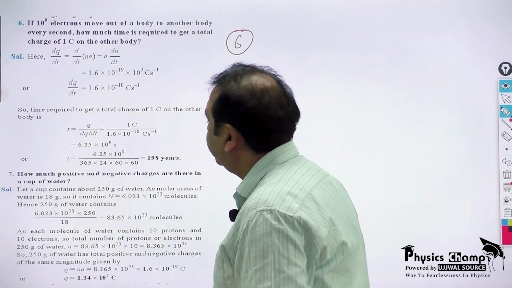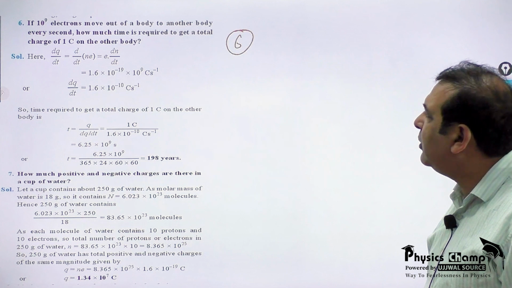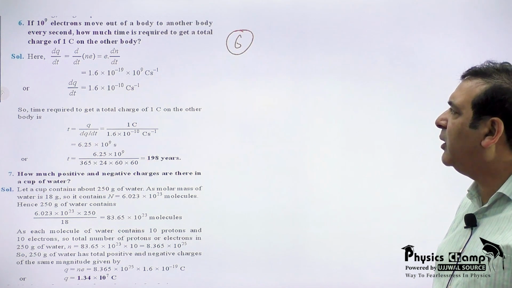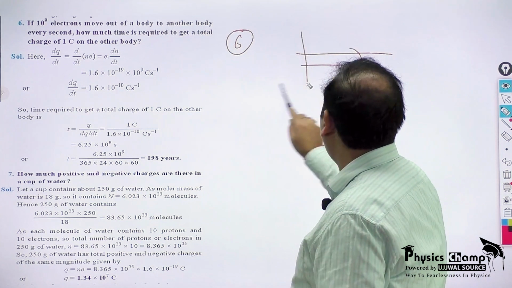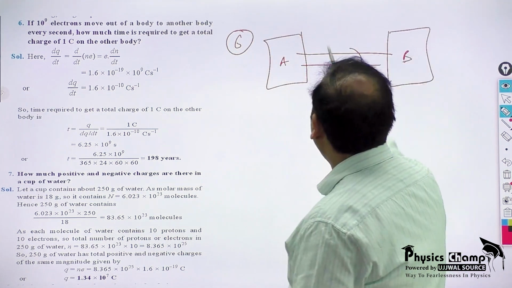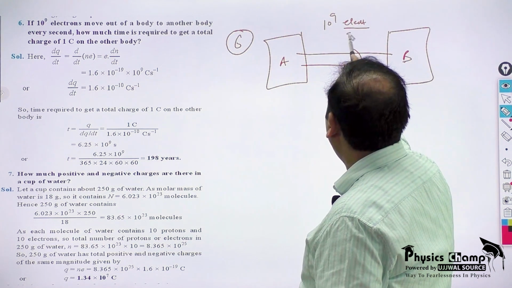Now this question of NCERT, question number 6, is: if 10 to the power 9 electrons move out of a body to another body every second. So the situation is given from a body A to a body B. 10 to the power 9 electrons are shifting every second.